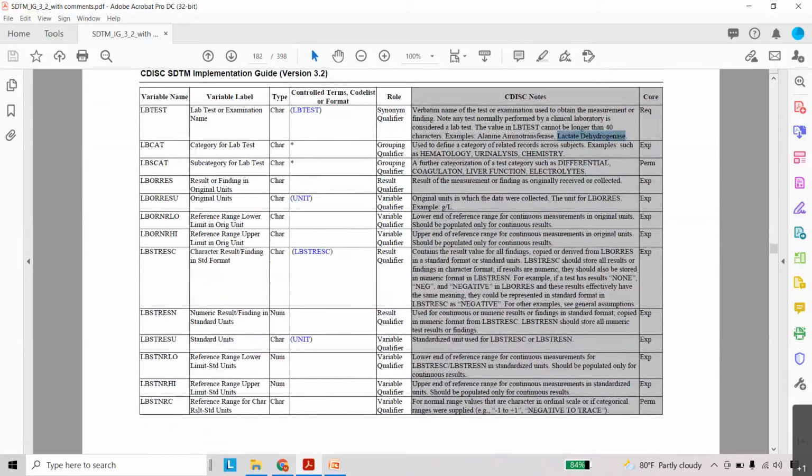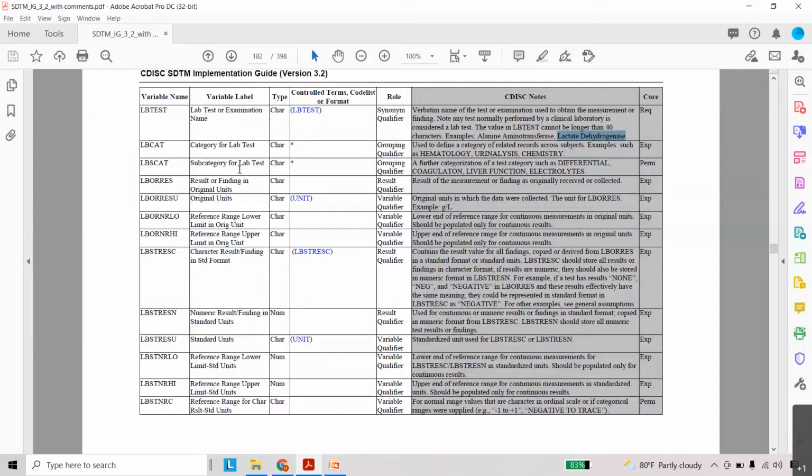Next is the variable LBCAT. LBCAT is the category of laboratory test. There might be different categories based on the study requirements. Usually we can see hematology, chemistry, immunology, and urine analysis. For every category there is a separate test, and for every test there is a separate test code. Everything should be unique, and the category contains different tests.